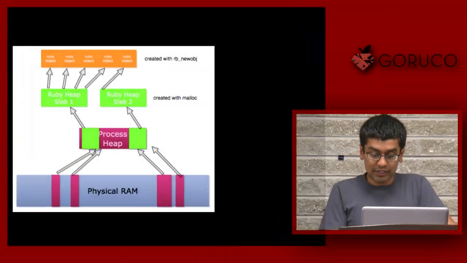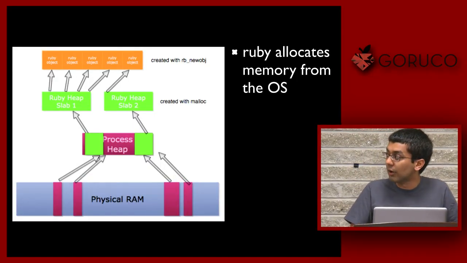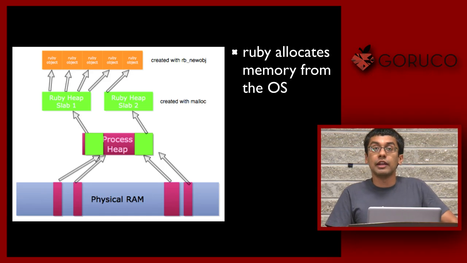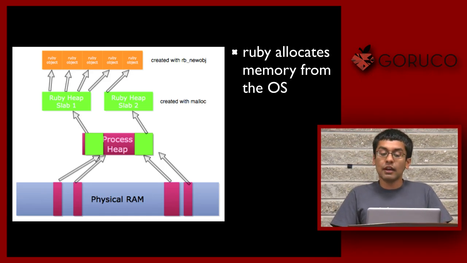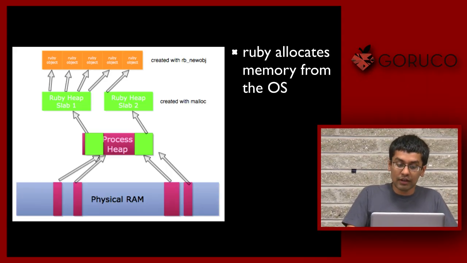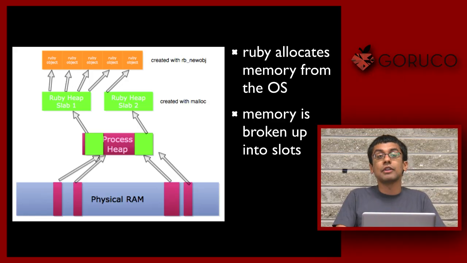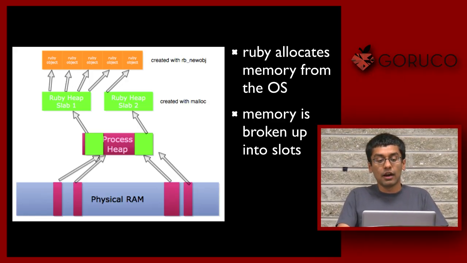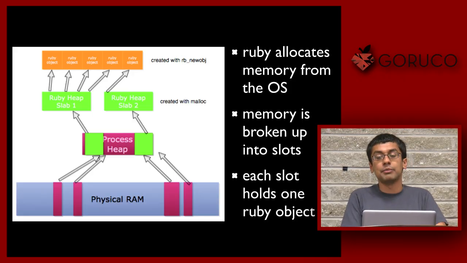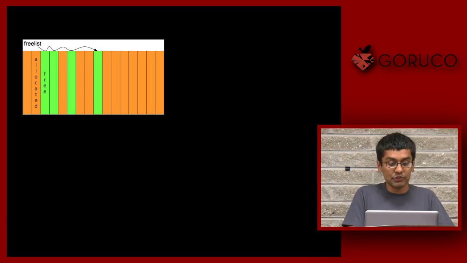So this is what's happening with your memory. At the bottom, you can see all the physical RAM in your box. You have multiple processes running, and your operating system basically maps part of that physical memory into your process space. So if your process is Ruby, Ruby basically takes off that process heap several chunks of memory and carves those up into slots. And each of those slots basically represents a Ruby object. So this is what the slots look like, and the slots are either in use or not in use.